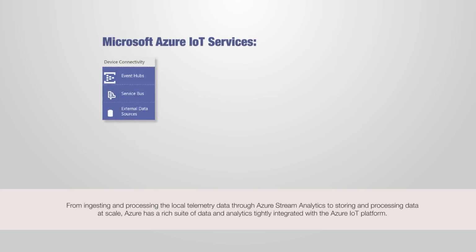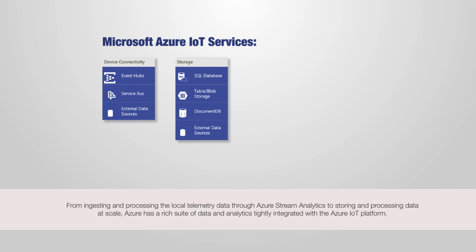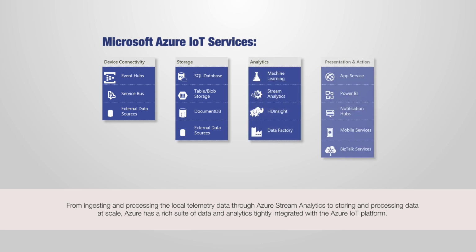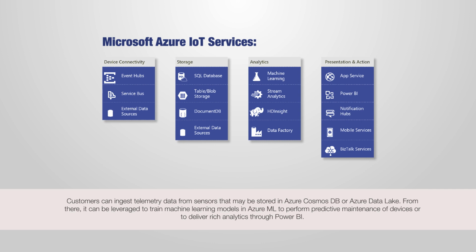From ingesting and processing the local telemetry data through Azure Stream Analytics to storing and processing data at scale, Azure has a rich suite of data and analytics tightly integrated with the Azure IoT platform. Customers can ingest telemetry data from sensors that may be stored in Azure Cosmos DB or Azure Data Lake. From there, it can be leveraged to train machine learning models in Azure ML to perform predictive maintenance of devices or to deliver rich analytics through Power BI.